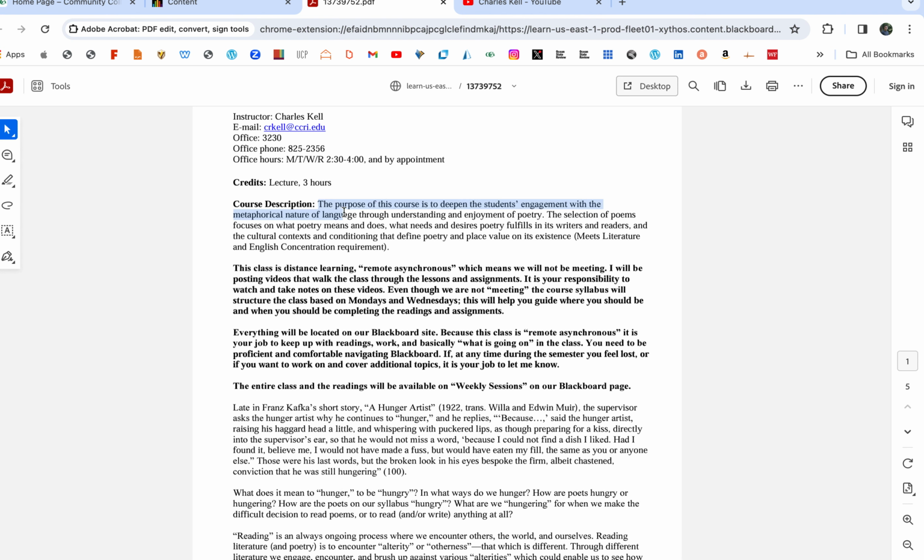Here is the course description from the university. The purpose of this course is to deepen the students' engagement with the metaphorical nature of language through understanding and enjoyment of poetry. The selection of poems focuses on what poetry means and does, what needs and desires poetry fulfills in its writers and readers, and the cultural context and conditioning that define poetry and place value on its existence.